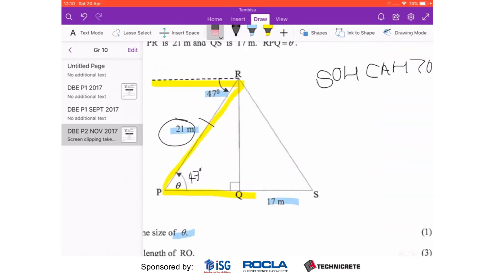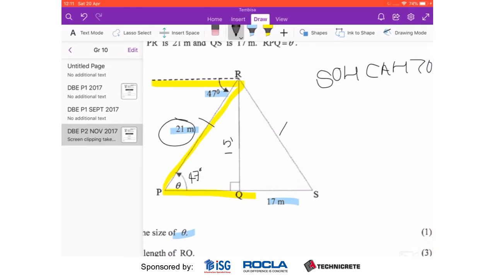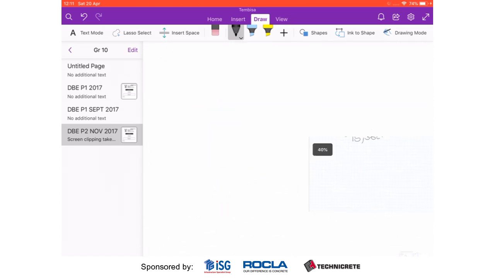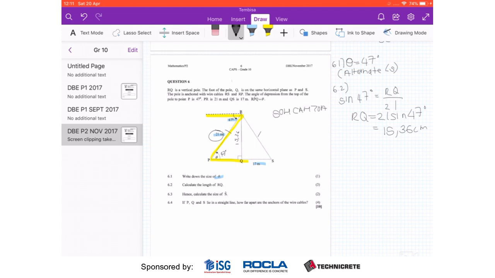Let's fill that in because it will be very beneficial. 15.36. Okay. Next one says, hence calculate the size of angle S, which is here. Well, I can now use the reverse.